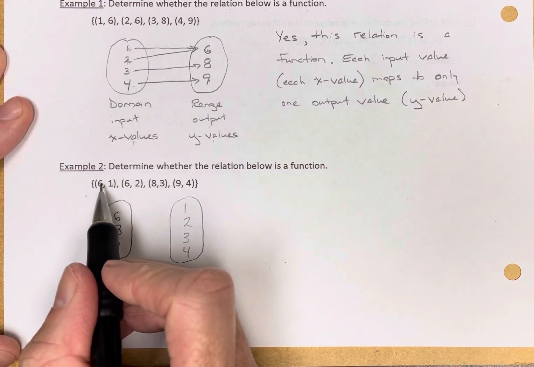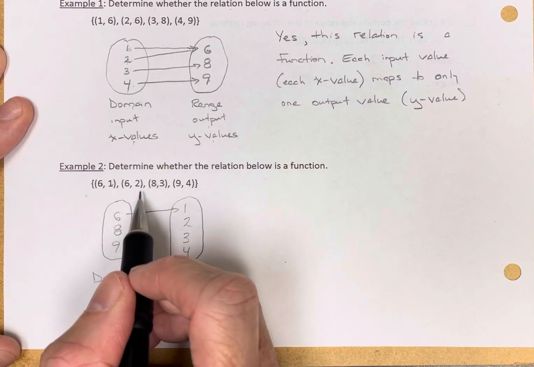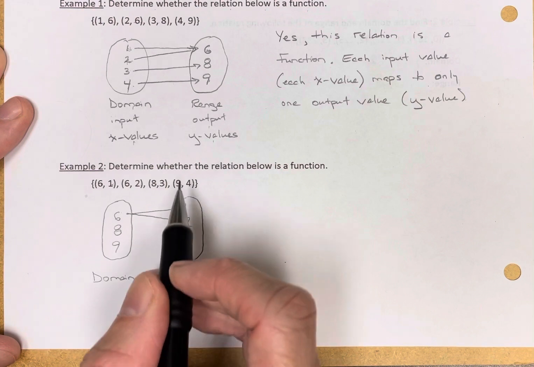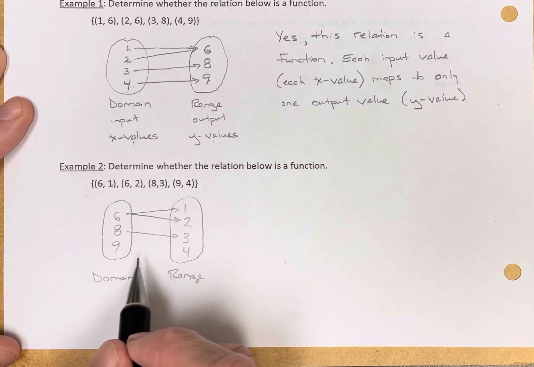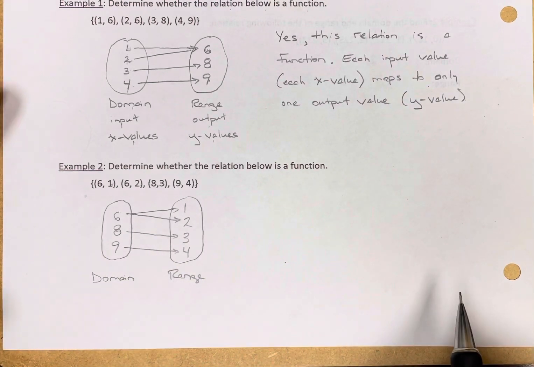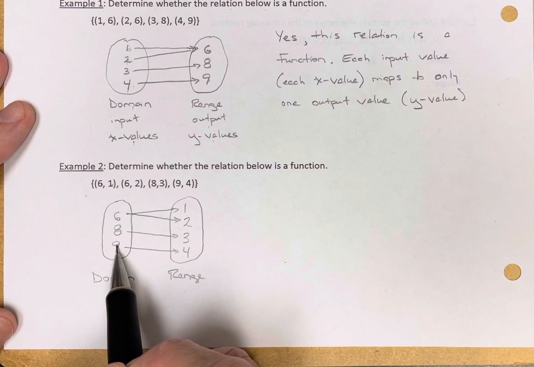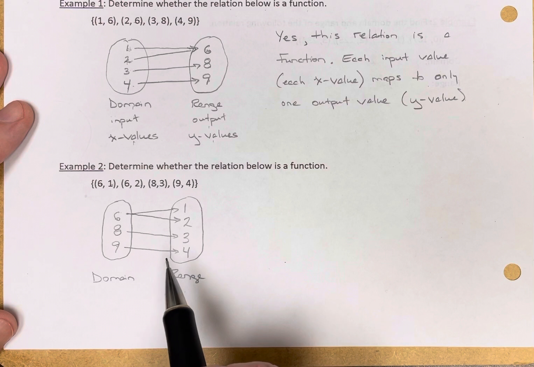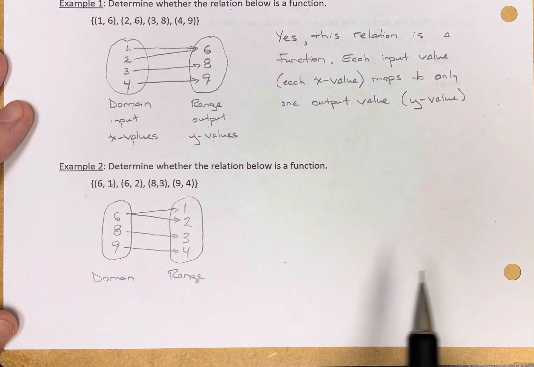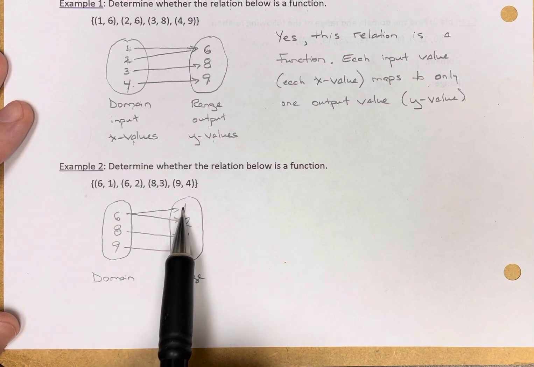And now let's map. This 6 maps to 1. This 6 maps to 2. This 8 maps to 3. And this 9 maps to 4. Now, is this a function? Does each member of the domain map to only one number, exactly one component of the range? And the answer is no. This 6 maps to both 1 and 2.